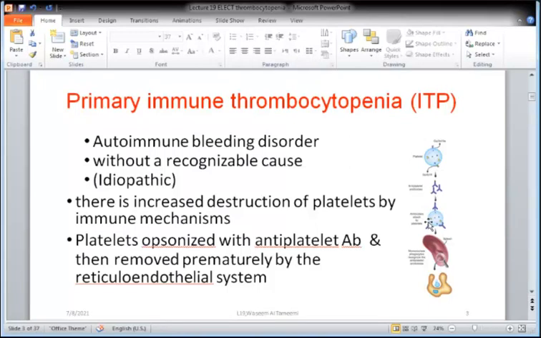This structure is recognized by the reticuloendothelial system, which includes the spleen, one of the organs of the reticuloendothelial system. It is recognized as abnormal foreign cells or foreign structures that need to be engulfed and removed by the activated macrophage system. And the outcome is that most of these platelets, which are covered by these antibodies, will get destroyed inside the spleen and removed from the spleen, resulting in a decrease in the number of circulating platelets in the circulation.